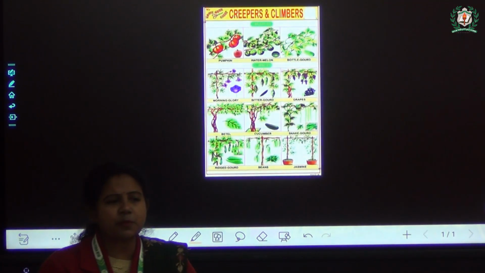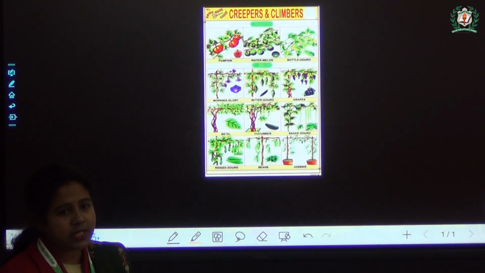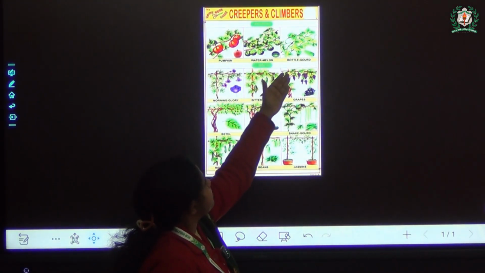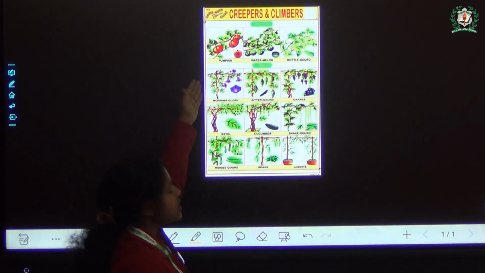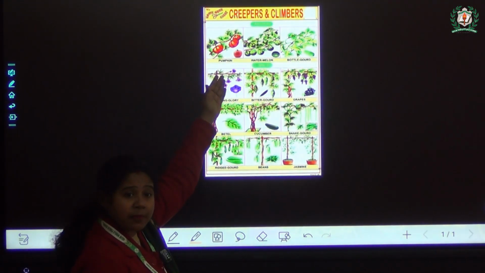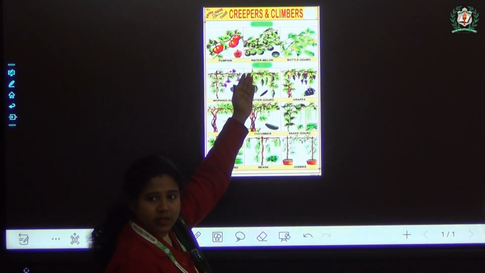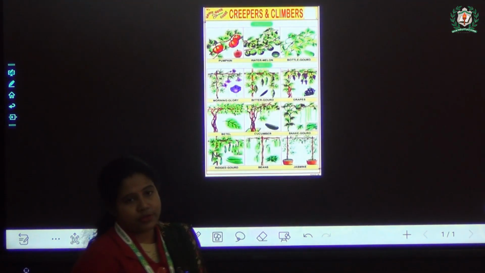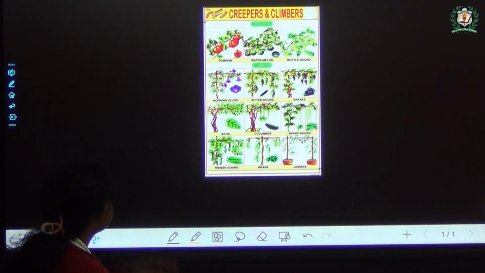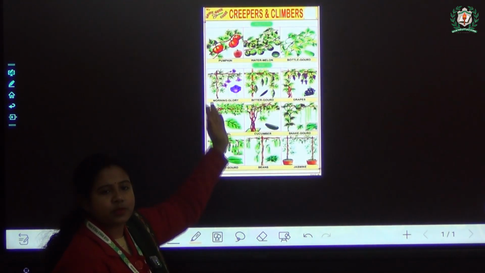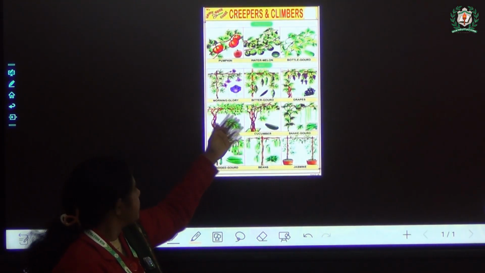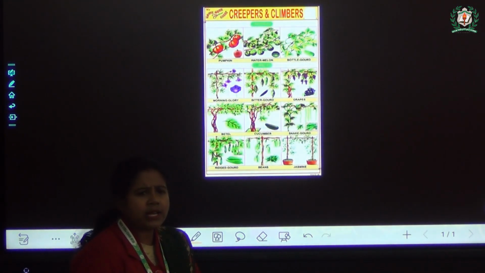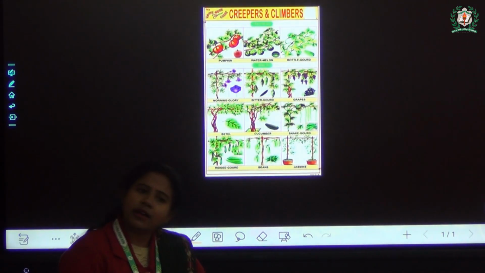Okay. So let's move to the final one, that is creepers. See, these are very common examples of the creepers. The first one is pumpkin. The second one is watermelon. And the third one is bottle gourd. See children, like climbers they need to grow, but they are not taking any support system to grow. They are only growing on the ground.